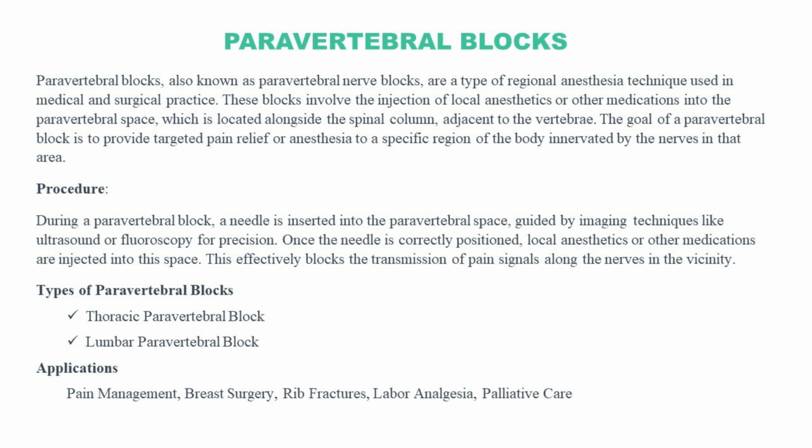2. Types of paravertebral blocks. There are various types of paravertebral blocks, depending on the location and purpose. Thoracic paravertebral block. This is commonly used for surgical procedures involving the chest and upper abdomen, such as thoracotomy, lung surgery, or mastectomy, breast surgery. Lumbar paravertebral block. This is often utilized for surgeries or pain management in the lower abdomen, pelvis, or lower extremities.